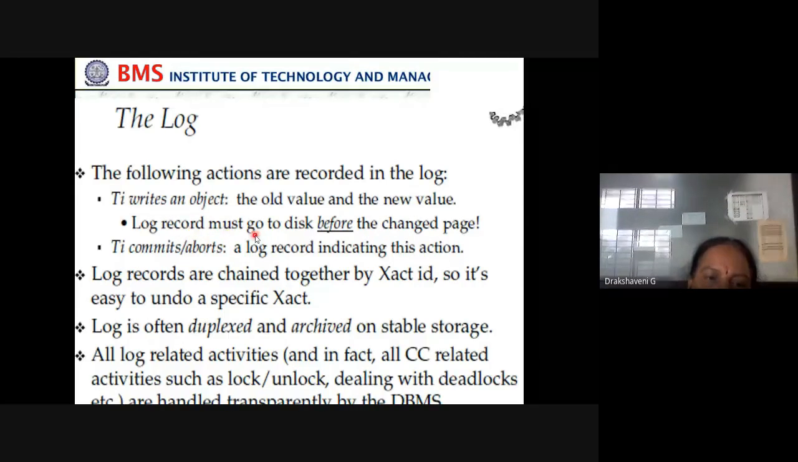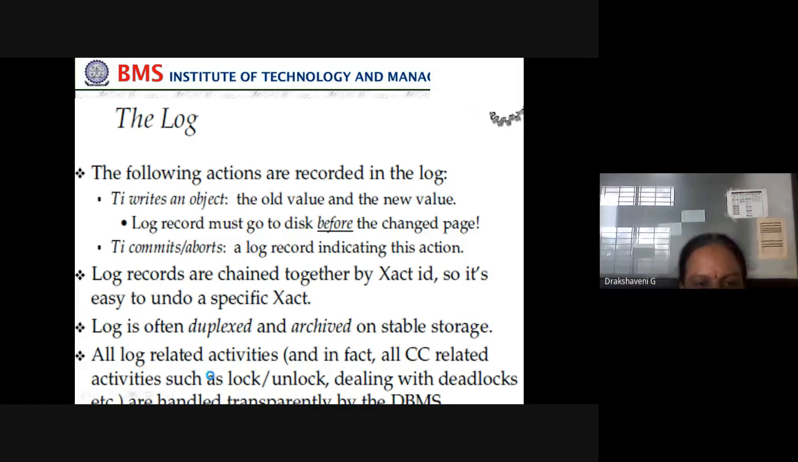Log record must go to disk before the changed page. Ti commits, a log record indicating this action. Log records are chained together by Xact ID, so it's easy to undo a specific action. Log is often duplexed and archived on stable storage. All log related activities, and in fact all CC related activities such as locking, unlocking, commit, read, and also dealing with deadlocks, etc., are handled separately by the DBMS.